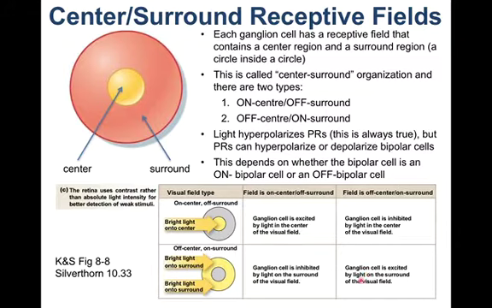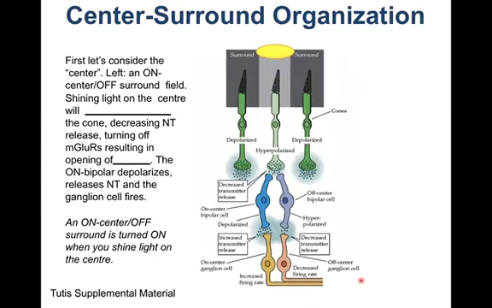Okay. And whether it's an on-center, off-surround, or off-center, on-surround is determined by the type of bipolar cell that's found at the center. We're going to zoom in on the circuitry, and that will hopefully become clear or clearer on the coming slides. All right, so let's think through the circuitry.